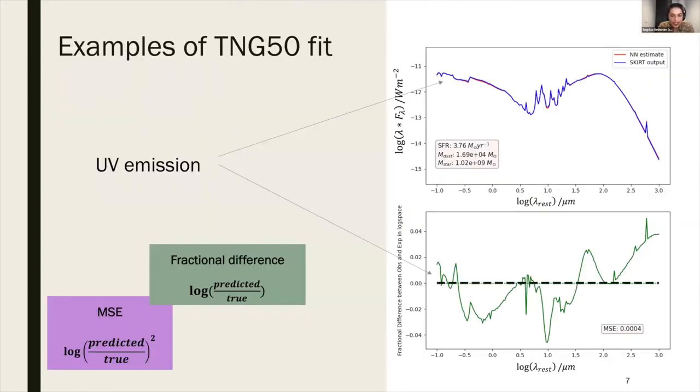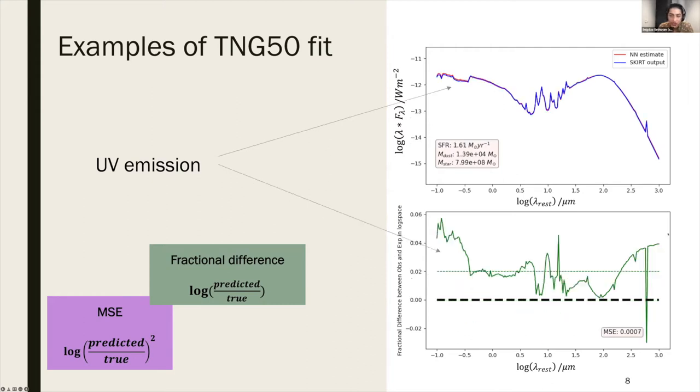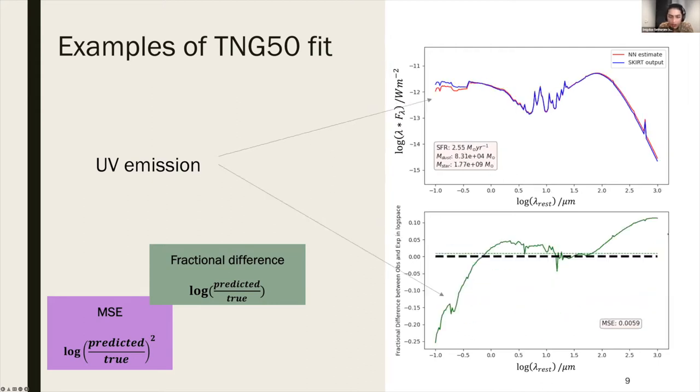And then here's the good stuff. Here are a couple fits of TNG. The blue line plotted on top is the SKIRT true SED, and then plotted in red is the neural network estimate of the SED. And as you can see, it's doing pretty well. And on the bottom, the fractional difference is plotted, basically just the predicted value minus the true value. Sorry, it's jumping.